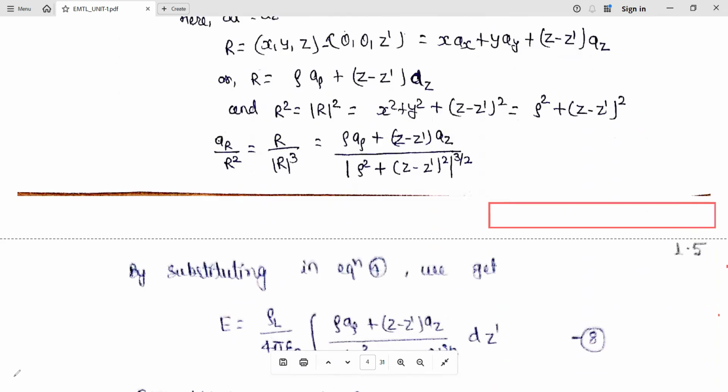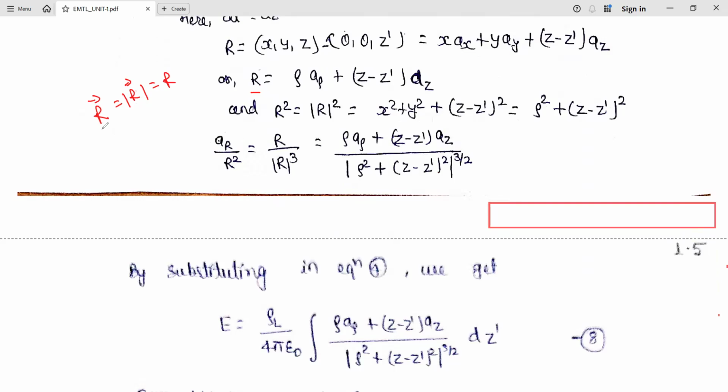So now here we have substituted the value of R. Now finally we have to find the magnitude of R to replace the unit vectors. So R is the position vector, and for its magnitude we can write like this.